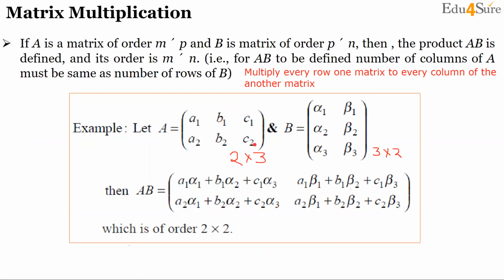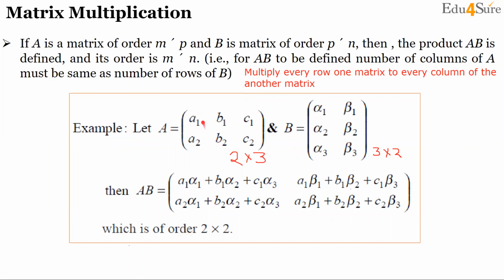So how are we going to do it? Multiply every row to every column of another matrix. Similarly, this row with every column of this matrix. So how are we going to do the multiplication? Let's see that. I'm taking one example and I'll show you how we can do the multiplication.